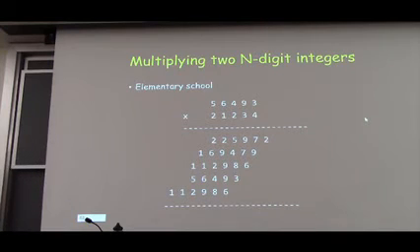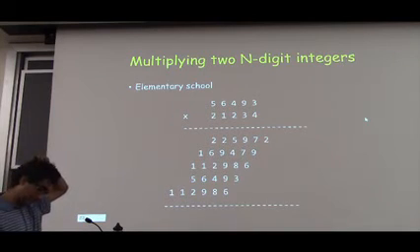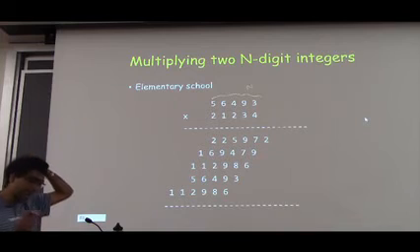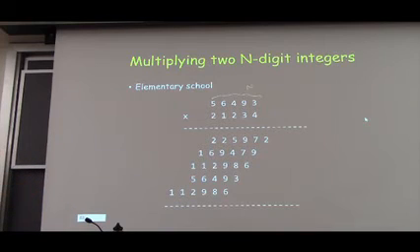This is an example that I started off with last time. As I said, it's hard to see how divide and conquer can help you here. So let's look at multiplying two n-digit integers. I wrote two integers here. Imagine they are n digits each. You have two of them, and you want to multiply them.